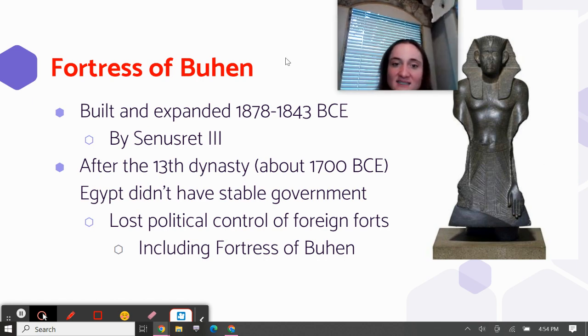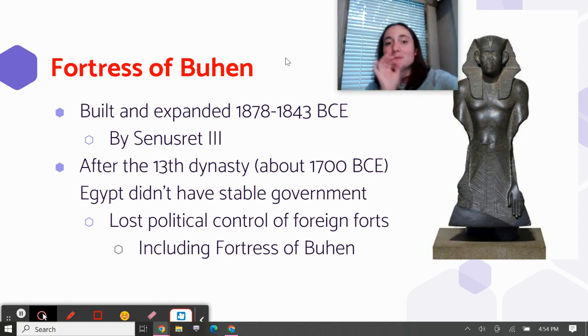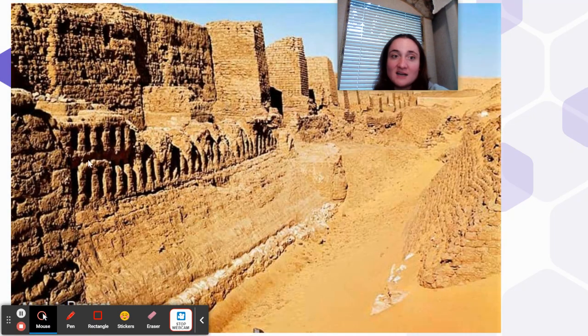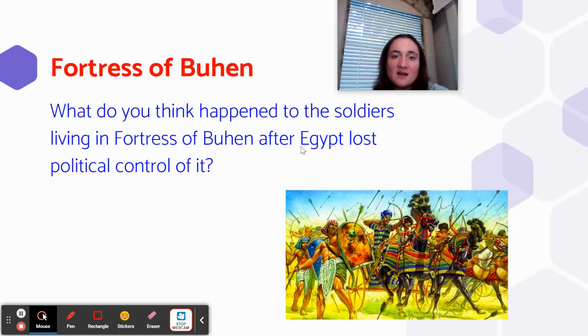After the 13th dynasty, which is about 1700 BCE, Egypt really did not have a stable government anymore. They were not unified, so that lost a lot of political control of foreign forts, including the fortress of Buhin. So here's what the fortress of Buhin looks like today, by the way. My next question for you is this. What do you think happened to the soldiers living in Fortress of Buhin after Egypt lost political control of it?